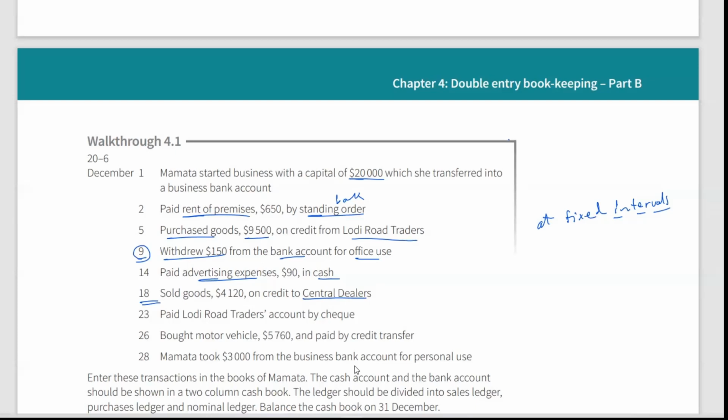So central dealers are our credit customers and they are our trade receivables. And all the trade receivables like central dealer and ABC Limited, D Limited, and E Limited, those are all your credit customers. Under which ledger do they appear? We have three ledgers: sales ledger, purchase ledger, nominal ledger. Under which one does central dealer appear? Nominal. Sorry, the sales ledger, yeah.